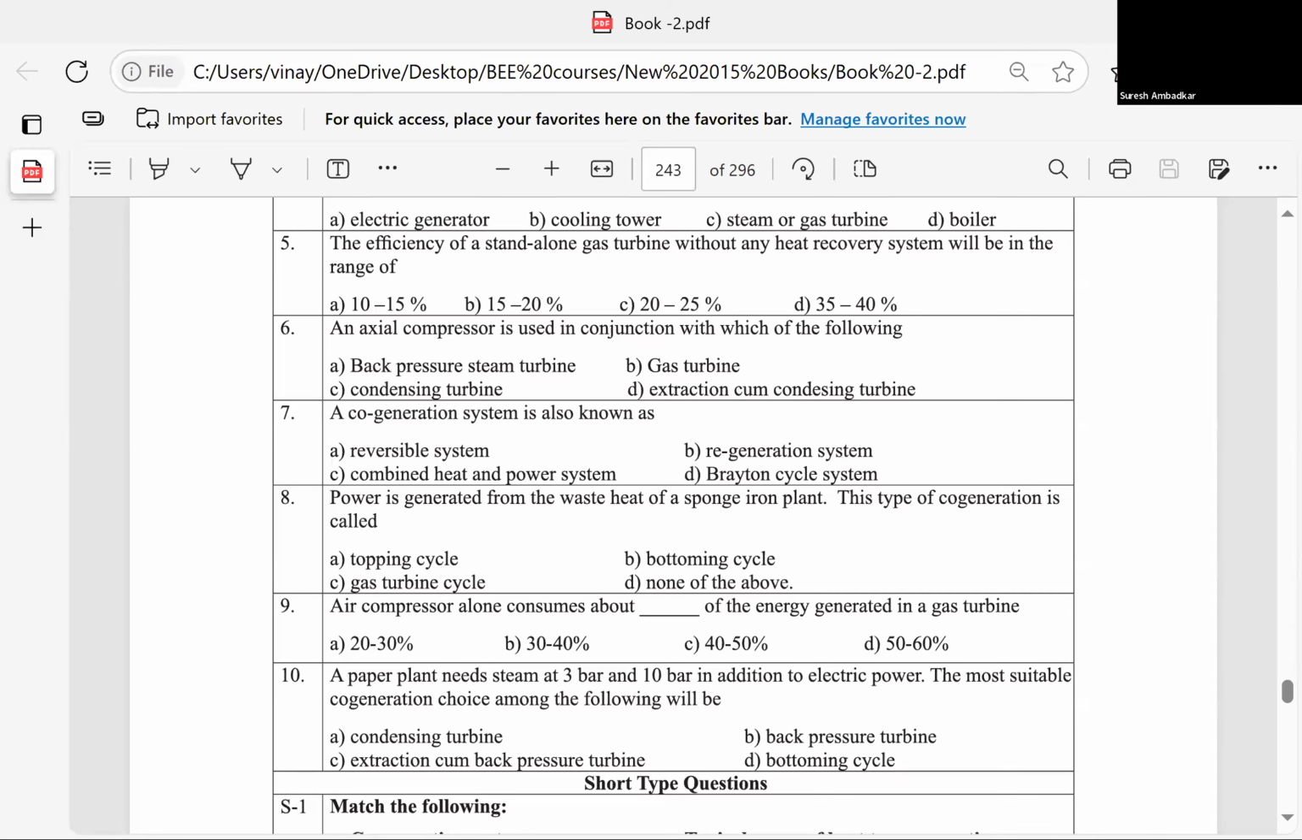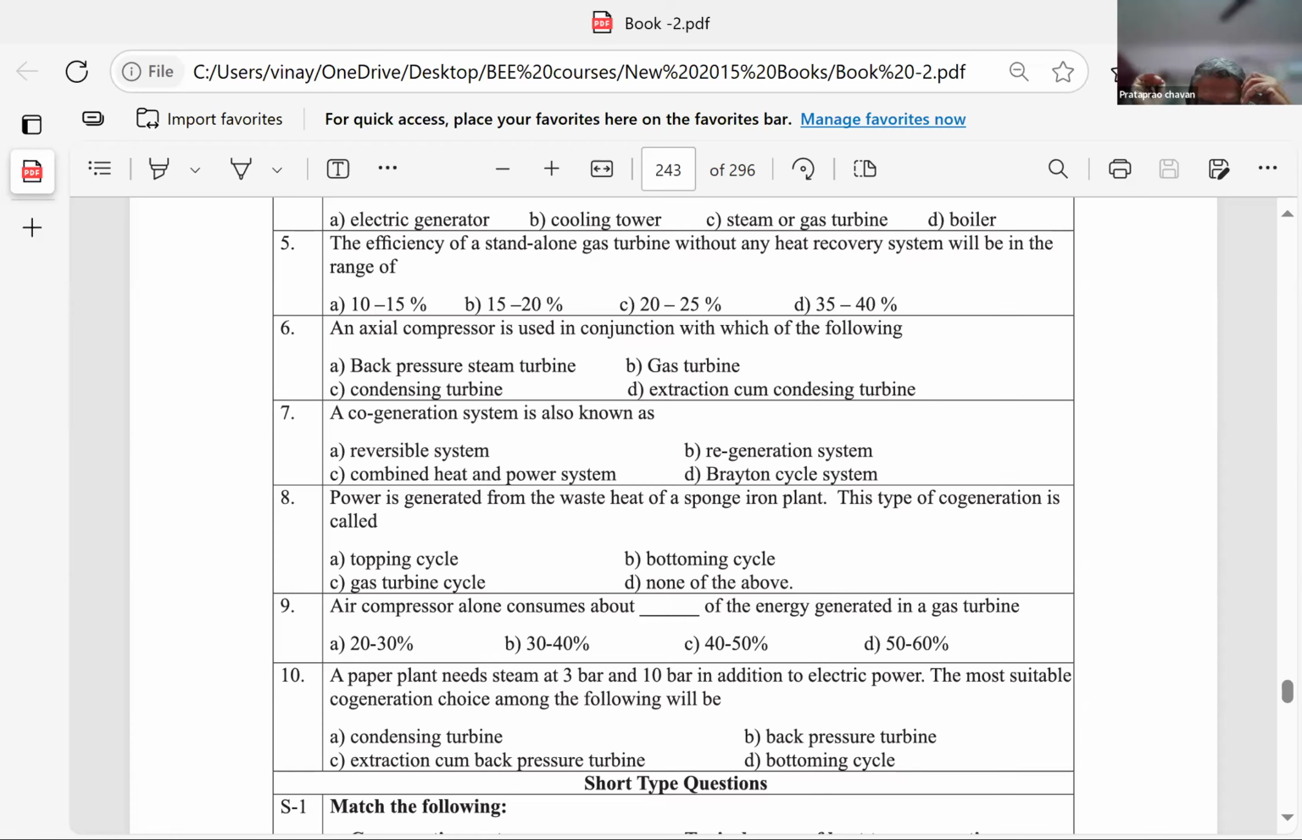Yes. Right? Then the next: a cogeneration system is also known as... Cogeneration means combined heat and power generation. When generation of both things, heat and power, is combined in a system. So C, it is combined heat and power.